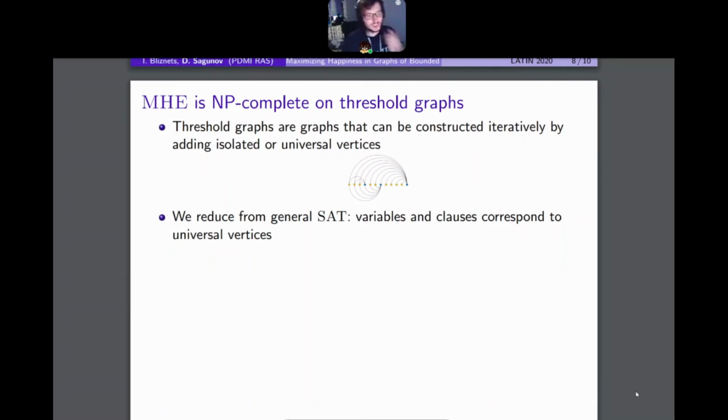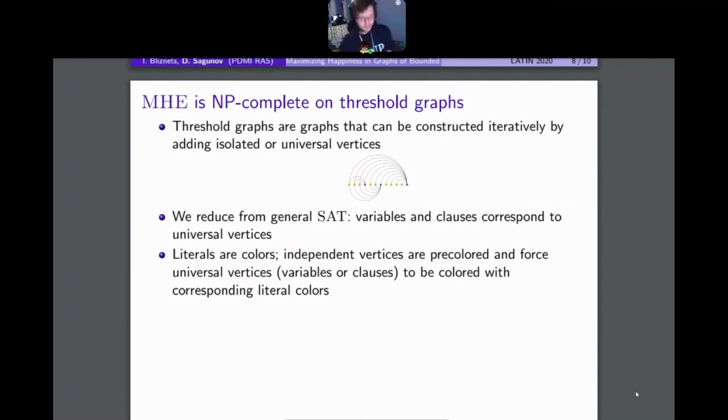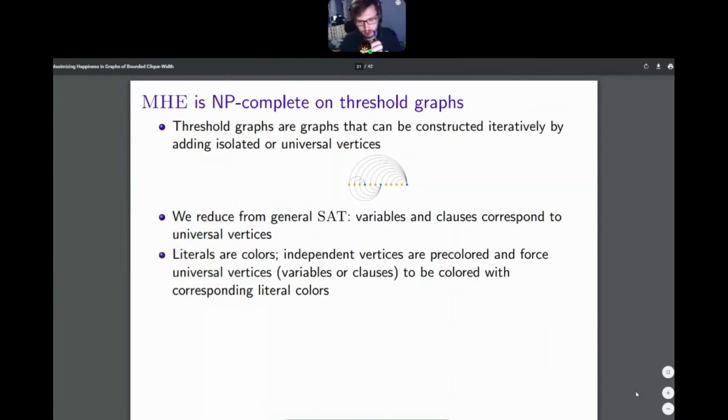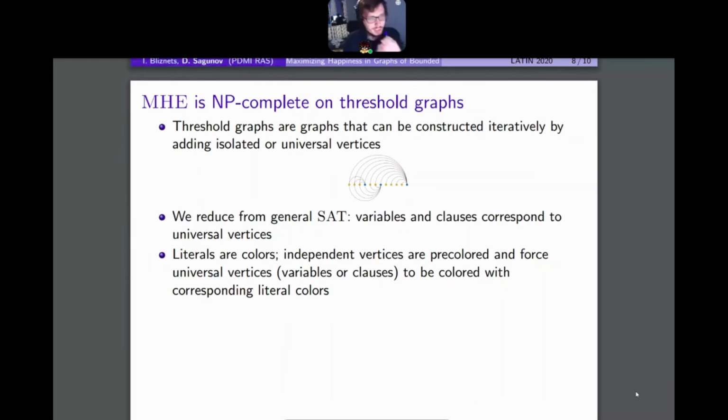And we reduce from the general satisfiability problem, where variables and clauses correspond to universal vertices. The literals of the formula given in the satisfiability problem correspond to the colors in the coloring. And the independent vertices we use in the threshold graph are used to force the universal vertices to have the corresponding literal colors.